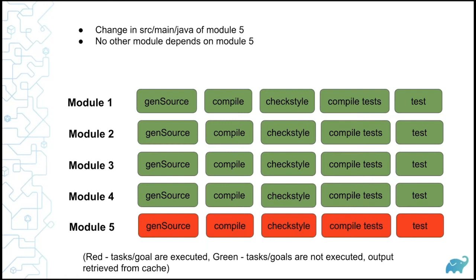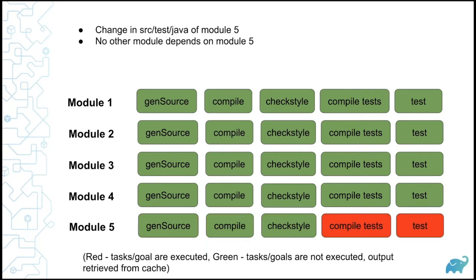Now, when you run the build, whether you run a clean build or whether you run a CI build on a new agent, it doesn't matter. For modules 1 to 4, all the outputs of all those tasks are retrieved from the cache. They don't need to be rerun. Only the module 5 actions, because you changed the source code, right? Well, the generate sources task probably doesn't need to be run. But anyhow, you need to recompile, run check style, compile tests, and run the tests. But it's only 1/5 of the build actions that otherwise need to be run. So if everything is evenly distributed, your build will be 5 times faster.